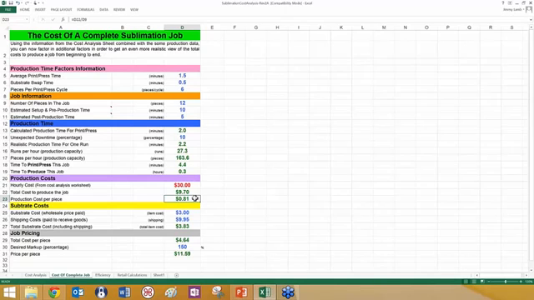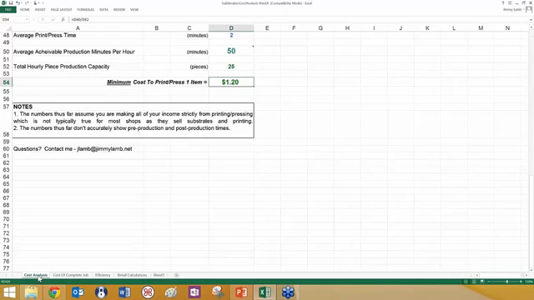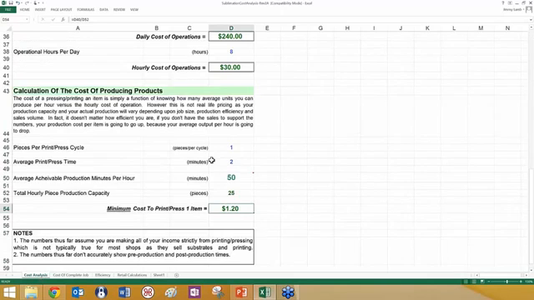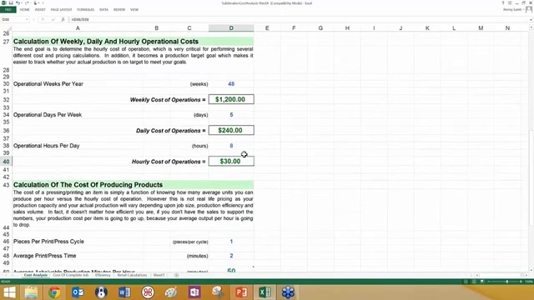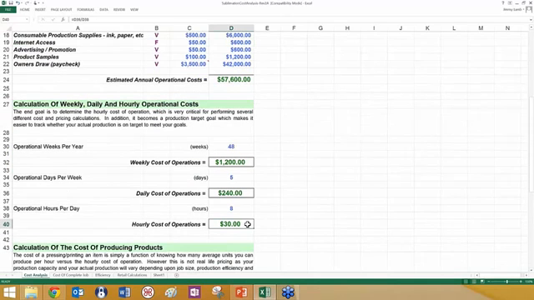So this helps you go play with the variables and see where I can tweak the cost down. I can maybe go back and work on my overhead to get that $30 per hour down somewhere. But it's going to take a lot of work up here to make that happen because there's a lot of numbers up here.